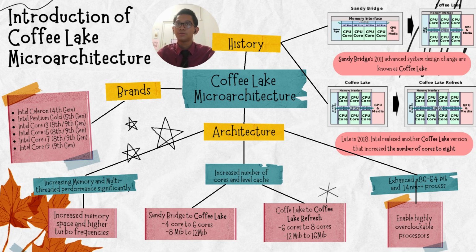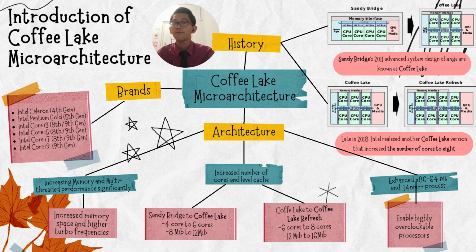I would like to introduce you to the Coffee Lake microarchitecture. The history started from Sandy Bridge. Sandy Bridge had 4 cores and 8 MB. In 2011, Sandy Bridge changed to Coffee Lake that has 6 cores and 12 MB. And in 2018, Intel released another Coffee Lake that has 8 cores and 16 MB, named Coffee Lake Refresh.